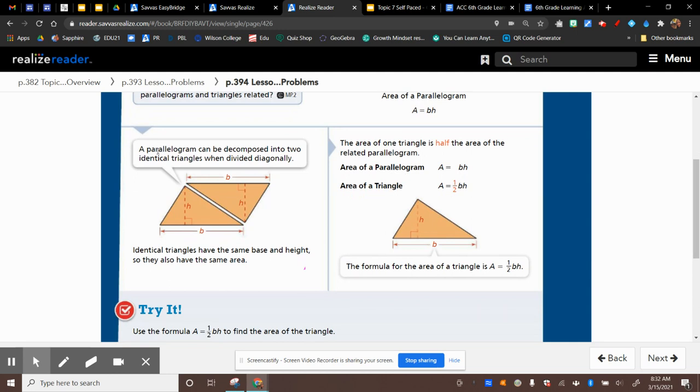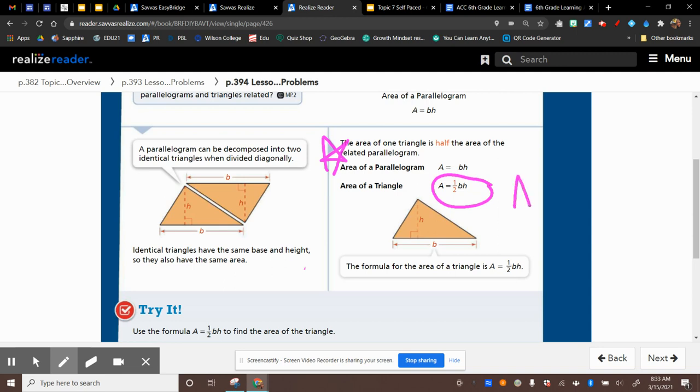When we look down here, it says a parallelogram can be decomposed. Decomposed just means taken apart into two identical triangles when divided diagonally. And they've drawn that line here, and they've shown us the base, which is the same base for the parallelogram. And then the height goes from this vertex straight down, and it forms a right angle. Identical triangles have the same base and height, so they also have the same area. When we look over here, it says the area of one triangle is half of the area of the related parallelogram. And so I showed you on the last page that this is how we can use a formula to find the area of any triangle.